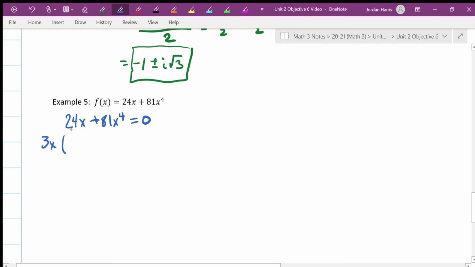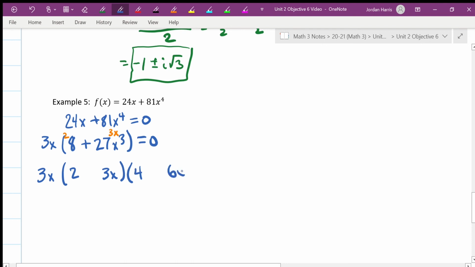So I end up with 8 plus 27x cubed equals 0, and I take out a 3x. So a is 2, b is 3x. So I get 3x in front, 2 plus 3x, a plus b, is my binomial. Trinomial is a squared, a times b, b squared. Same, opposite, always positive, equals 0.